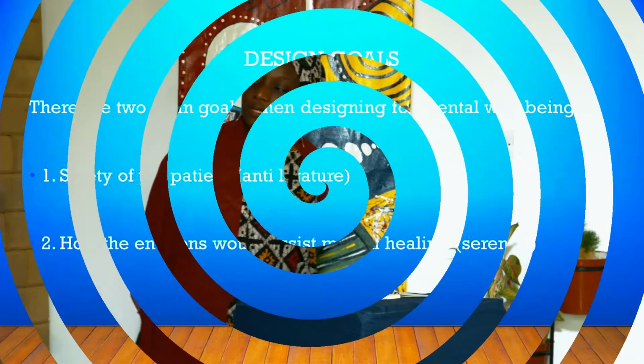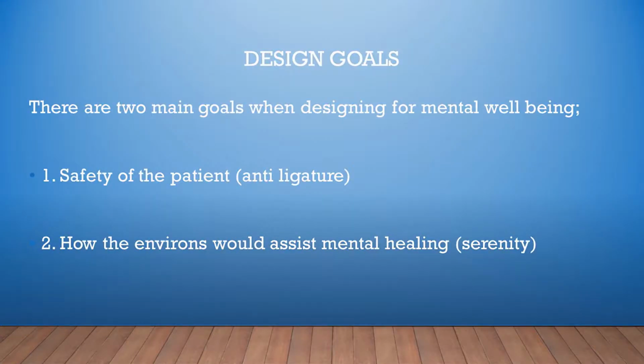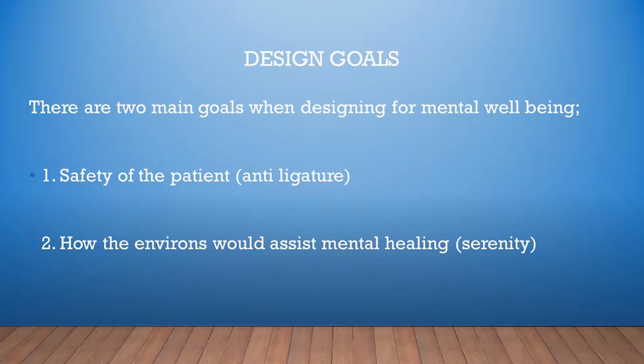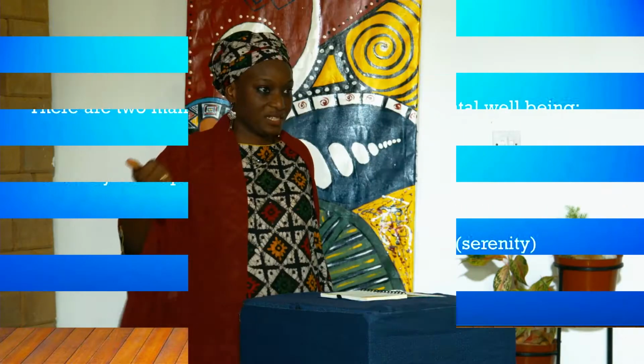So the two main goals in designing for mental health: first, the safety of the patients. So you have to incorporate anti-ligature into your design. I'll explain what anti-ligature is. Basically, anti-ligature is what you use to mediate the safety you need to include in the surroundings of the patient. Then, how the environs will assist mental healing, that's serenity in the space.